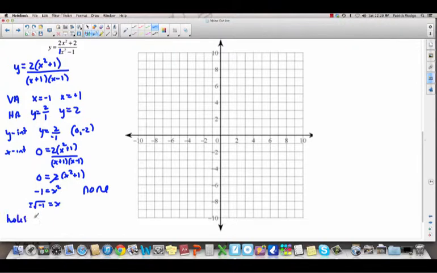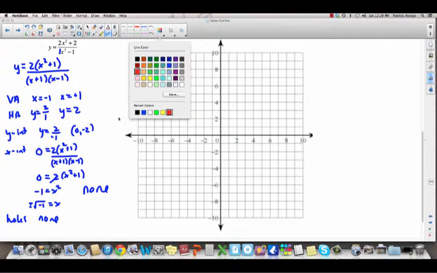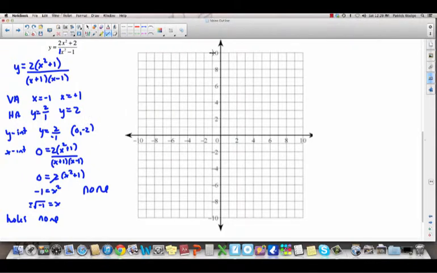Any holes in this one? No. Why? Because we didn't cancel any factors, so there are none there as well. Okay, we have got a vertical asymptote at negative 1, so right here, and a vertical asymptote at positive 1. Y equals 2. Ignore those arrows again. So those are the asymptotes. What else? We have a y-intercept at (0, negative 2), so down here, and no x-intercepts. That's it. That's all we've got.